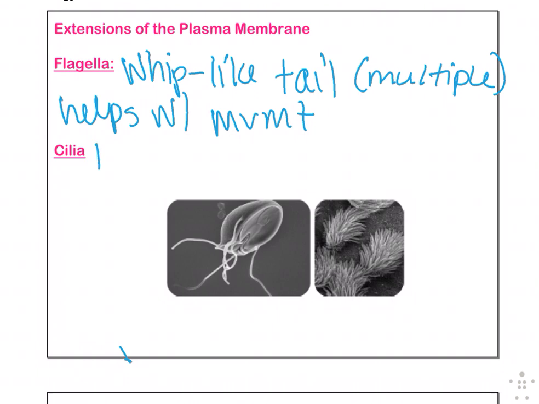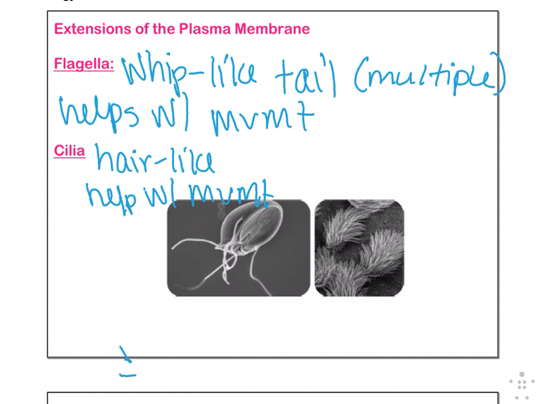Cilia are more hair-like structures. Again, they will help with movement. And there will be large quantities. A large quantity.